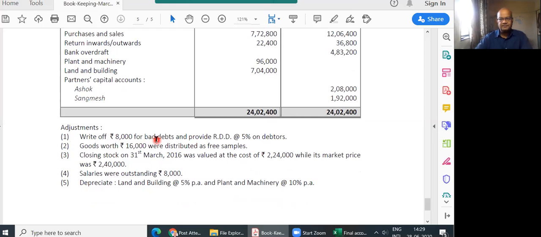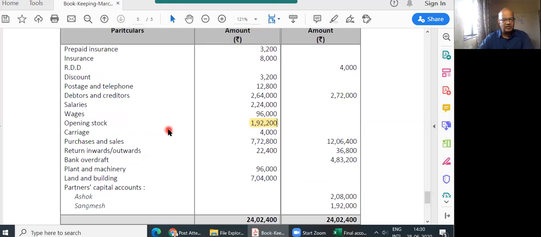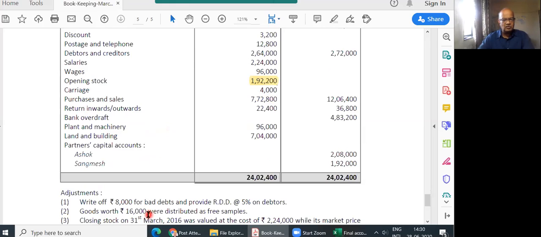Write off 8,000 as bad debt and provide RDD 5%. You see, bad debt is not given in the trial balance, so this is further bad debt. We will treat this further bad debt as bad debt is not given in the question. And this bad debt we will deduct from debtors. And second effect, this 8,000 will go in the debit side of P&L account.